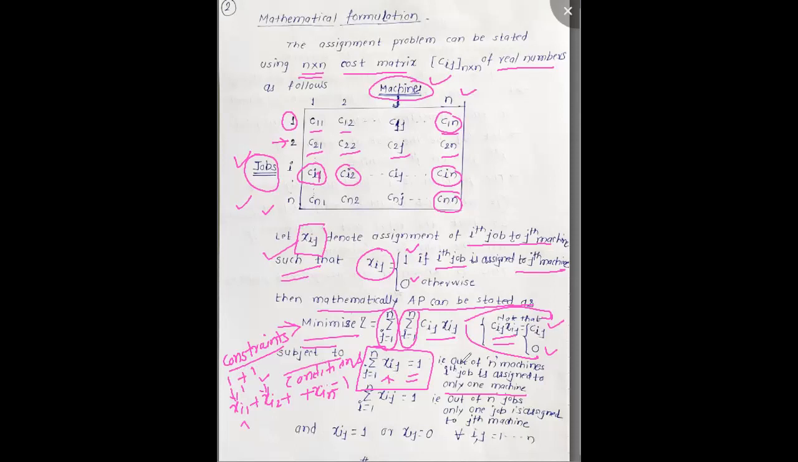So this sum is 1. It indicates that out of n machines, j equal to 1 to n, we use j for machines, the ith job is assigned to only one machine. Then the second equation, again xij, now the summation is from i equal to 1 to n. We use i for jobs, so there are n jobs, and j means machine.